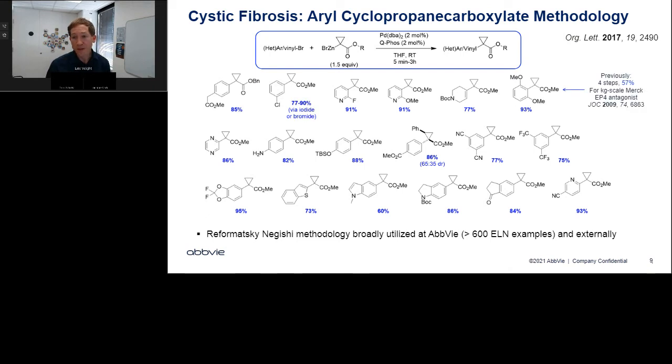So to demonstrate its utility, we carried out single-step syntheses of 2 known molecules that had previously been prepared in 4 steps, and also applied this to the preparation of the galicaftor cyclopropyl fragment in 95% yield in a single step.